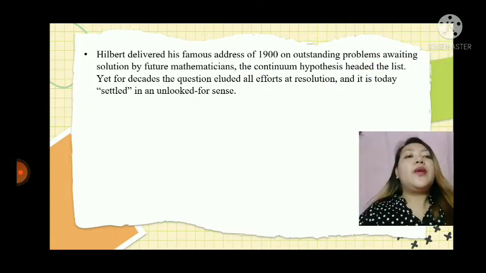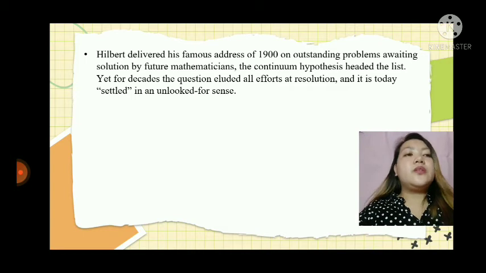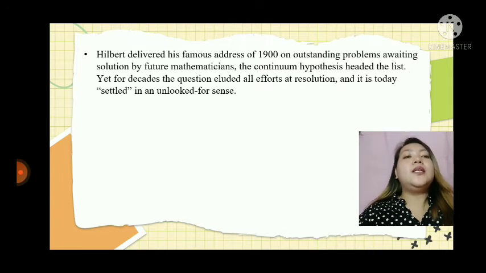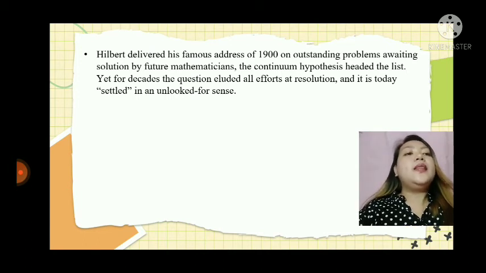Hilbert delivered his famous address in 1900 on problems awaiting solution by future mathematicians. The continuum hypothesis headed the list. Yet, for decades, the question eluded all efforts at resolution, and it is today settled in an unexpected sense.